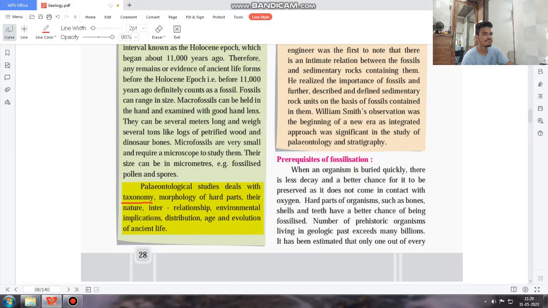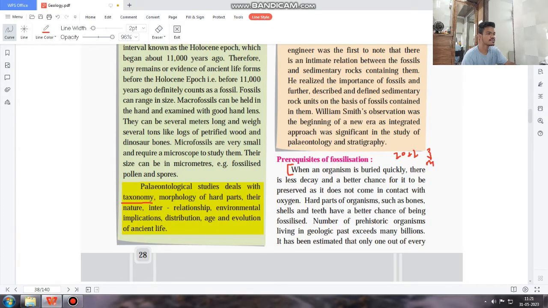Now this is an important paragraph. Prerequisites of fossilization. This is a question which came in 2022 for 3 marks. I am going to give you the papers of 2022 and 2023, two papers which came in the HSC board. I'll give you that PDF later. Going forward, this is an entire paragraph to be studied; even if you memorize it and write in your own words, you can get it done.